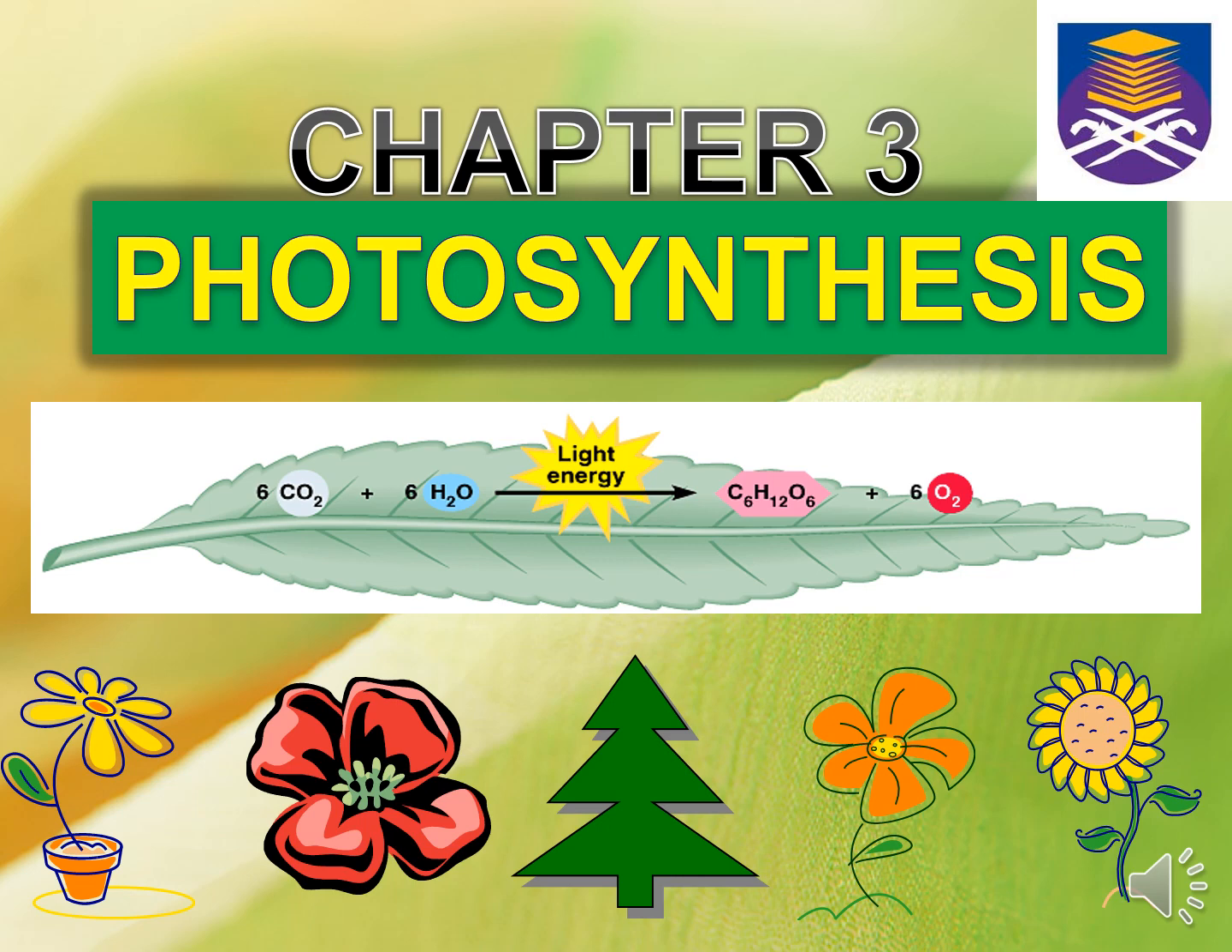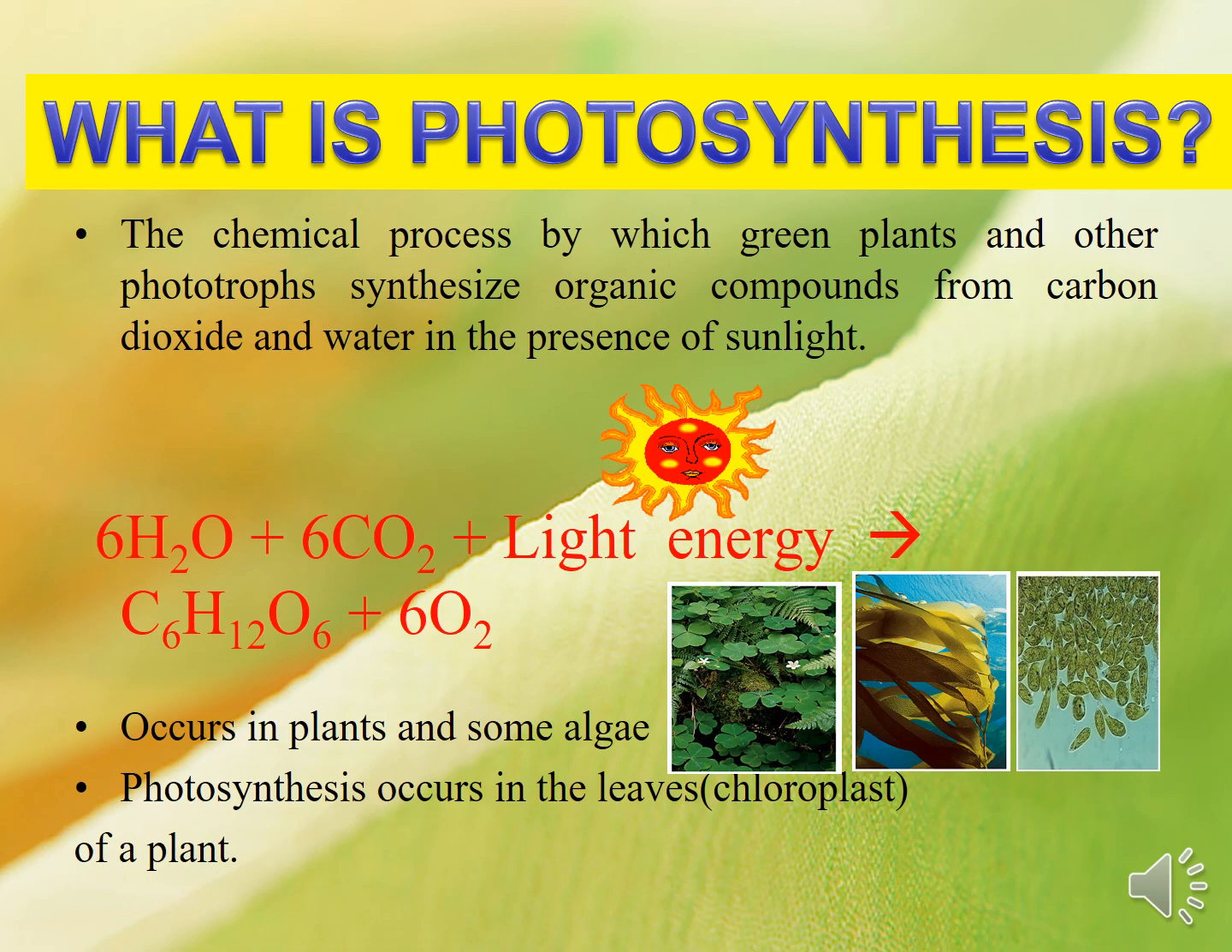So photosynthesis is something you are familiar with. It is a common process for the plant. Okay, so first, let me look at the definition. Photosynthesis is actually the chemical process by which the green plants and other phototrophs synthesize organic compounds from carbon dioxide and water in the presence of sunlight.